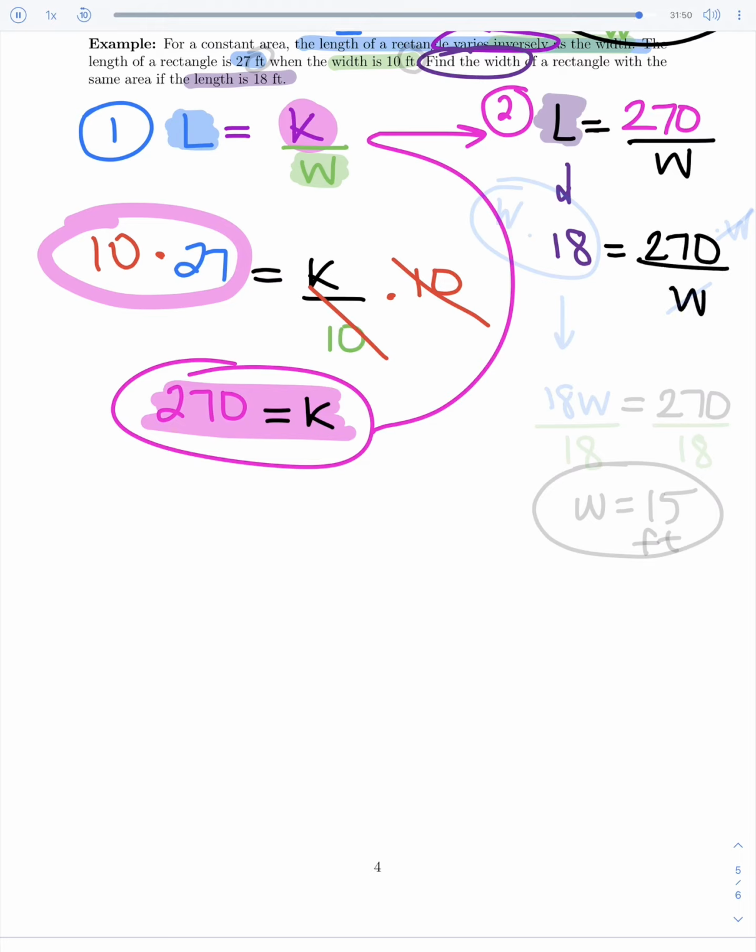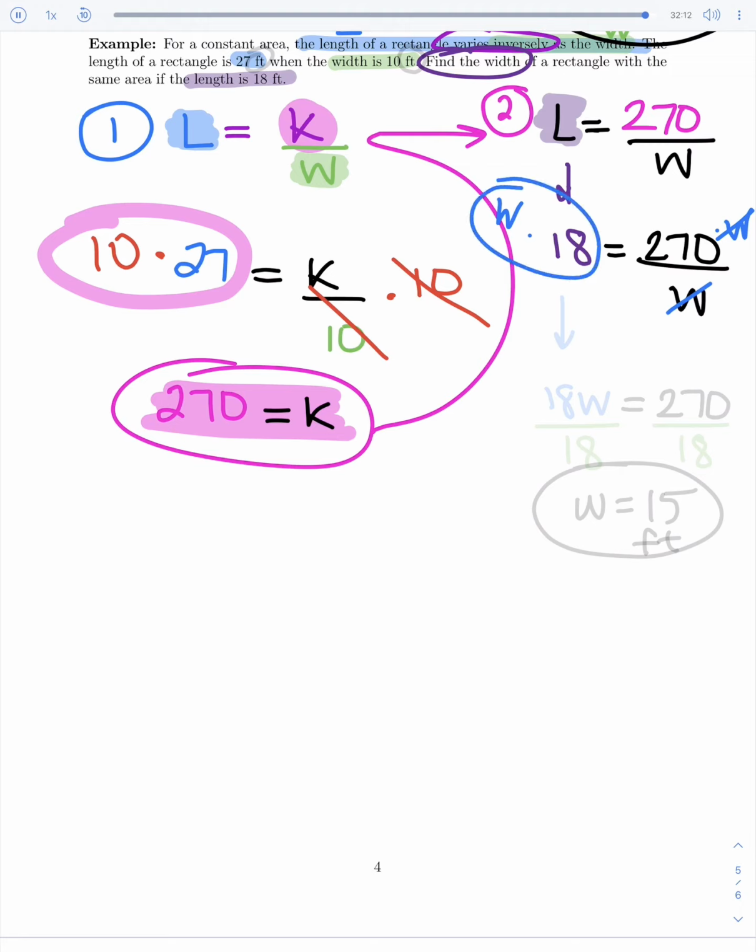The problem with solving this equation is I have a variable on the denominator. I can't solve for a letter that's on the bottom. How do I get the W out of the bottom? There's only one way to do this. We've done it in previous chapters. I got to multiply both sides by W. That will move it from the bottom to the top of the other side.